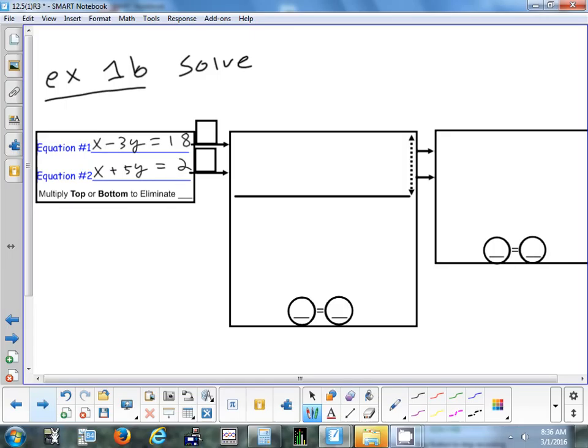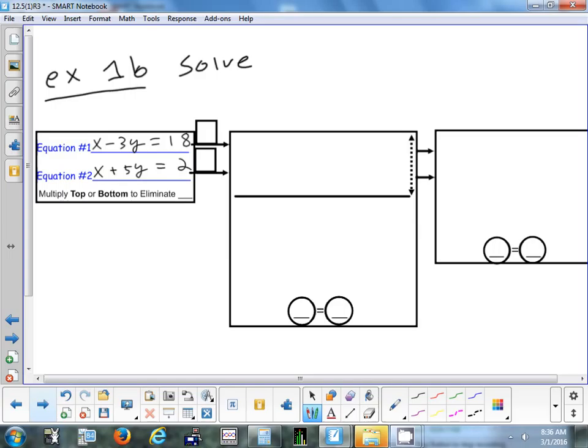All right, so let's take a look at this one. If you can't read it, the top equation says x minus 3y equals 18. You need to write these examples down. Okay, x minus 3y equals 18. X plus 5y equals 2.